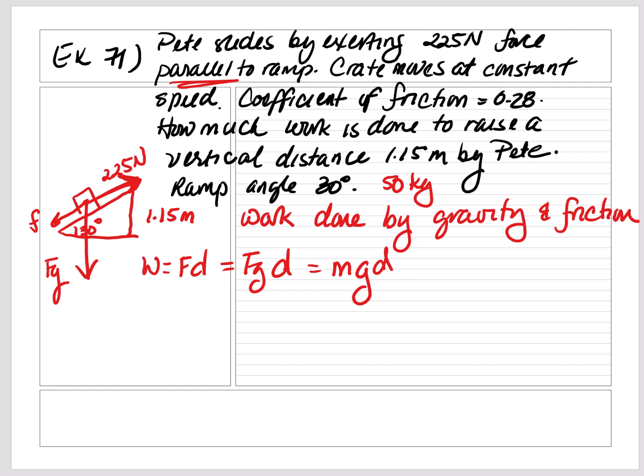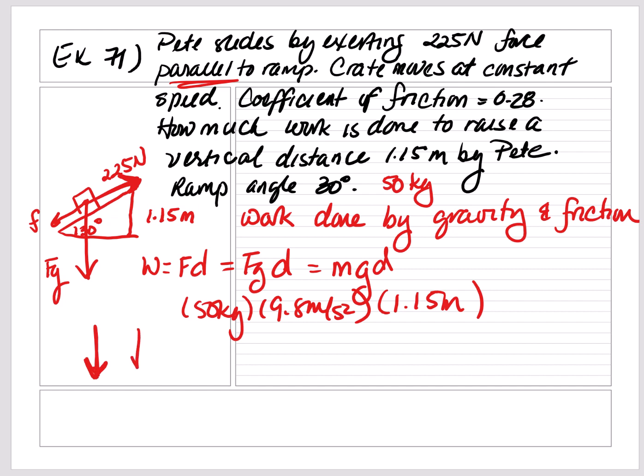We know the mass is 50 kilograms. We know gravity is 9.8 meters per second squared. And the displacement is 1.15 meters. If you notice, I did not have to do sine or cosine. Why? Weight is parallel to the displacement. This is Fg, and the displacement was parallel. So now all I have to do is multiply these. So this becomes 563.5 joules.